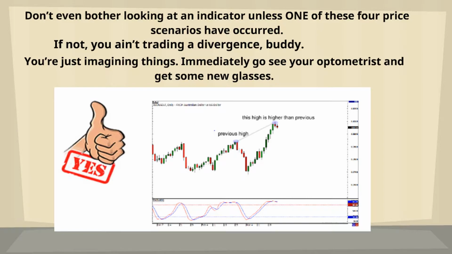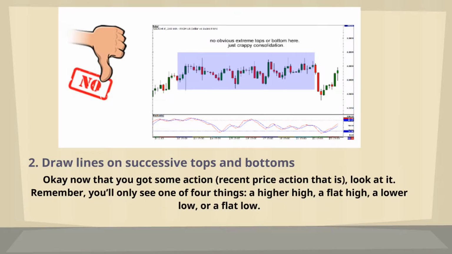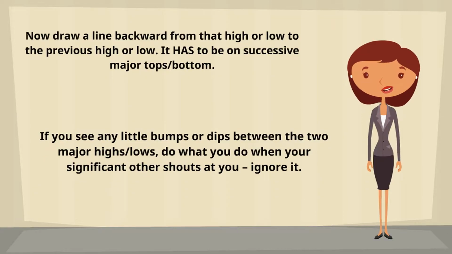2. Draw lines on successive tops and bottoms. Okay, now that you got some action, recent price action that is, look at it. Remember, you'll only see one of 4 things: a higher high, a flat high, a lower low, or a flat low. Now draw a line backward from that high or low to the previous high or low. It has to be on successive major tops/bottoms. If you see any little bumps or dips between the 2 major highs/lows, do what you do when your significant other shouts at you: ignore it.